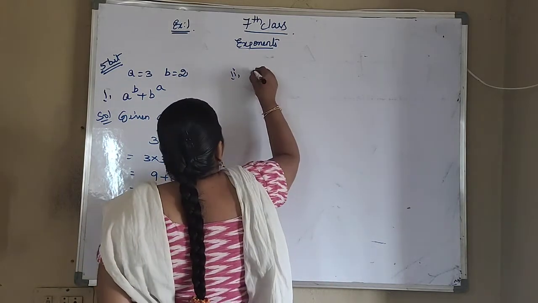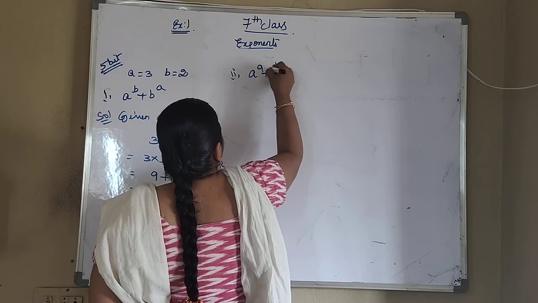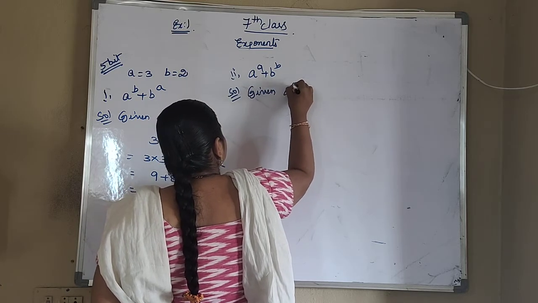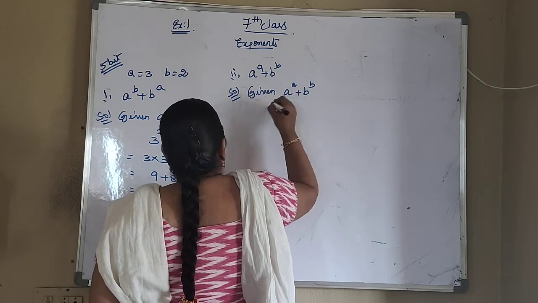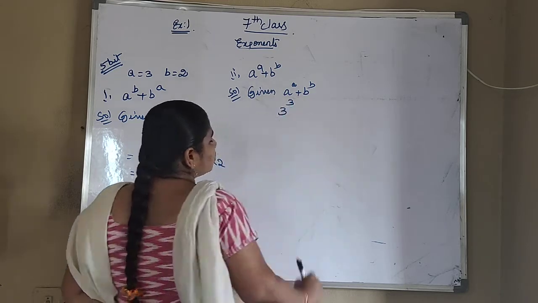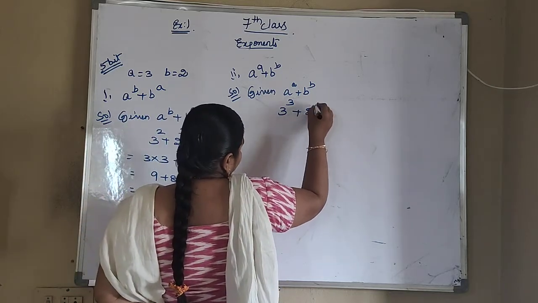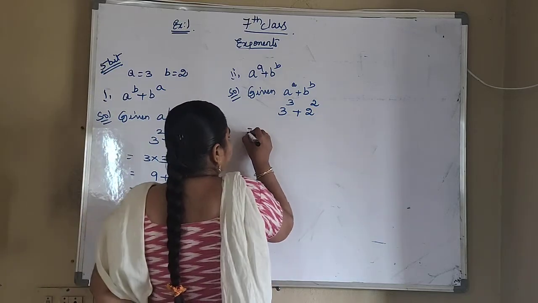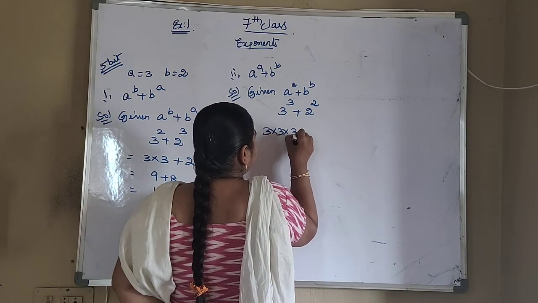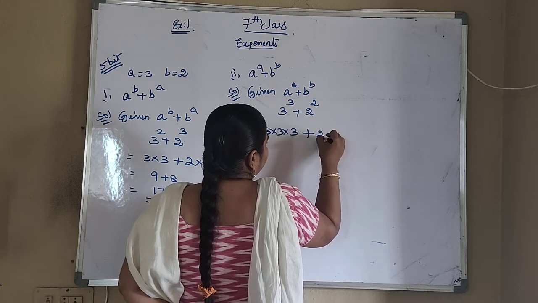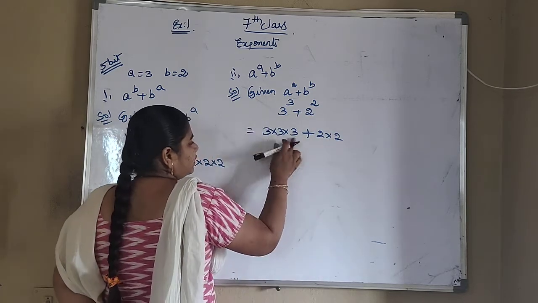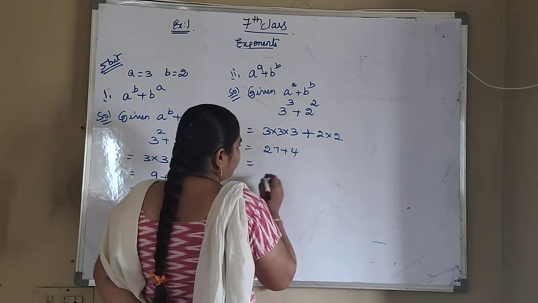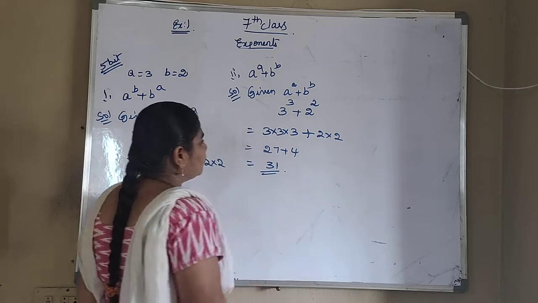Second one. A power A plus B power B. A value is 3, power is also same. B value is 2 and power is also same. Okay, so 3 power 3 means 3 we have to multiply 3 times. 2 we have to multiply 2 times. 3 3s are 9, 9 3s are 27. Plus 2 2s are 4. So 27 plus 4 is 31. So 31 is our answer.